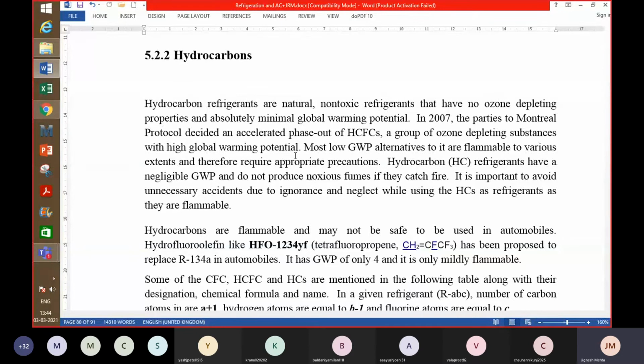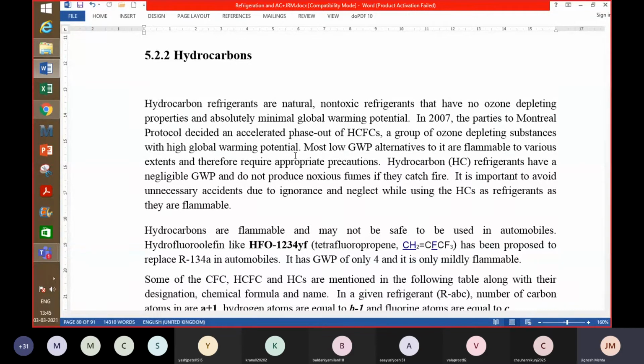of concern. In 2007, the parties to the Montreal Protocol decided to accelerate the phase out of HCFCs, a group of ozone depleting substances with high global warming potential. Most low GWP alternatives to it are flammable. So these hydrocarbons are flammable to various extents and therefore require appropriate precautions when you manufacture the system and when you operate the system.